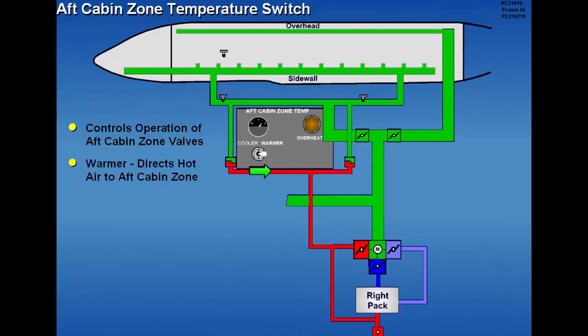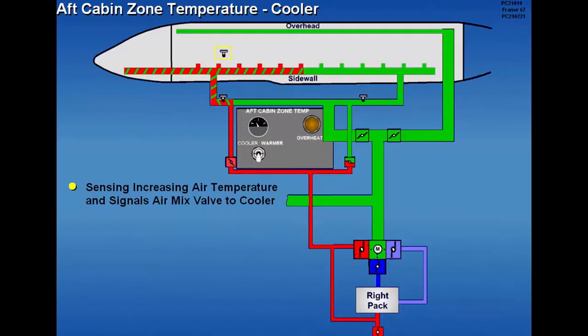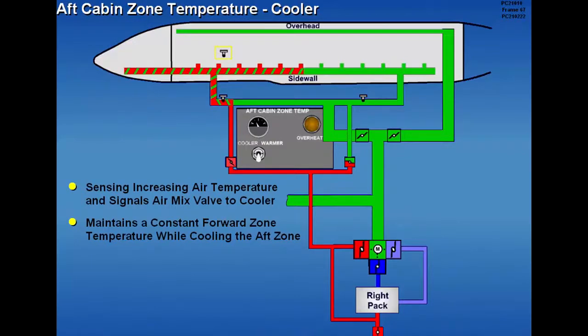Holding the switch to warmer opens the aft valve, directing hot air to the aft zone, which warms the aft cabin. Holding the switch to cooler opens the forward valve, directing hot air to the forward cabin. The passenger cabin temperature sensor senses the increasing air temperature in the forward cabin and signals the air mix valve to a cooler setting. This maintains a constant forward zone temperature while cooling the aft zone.